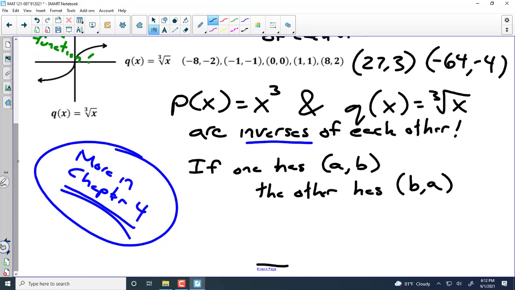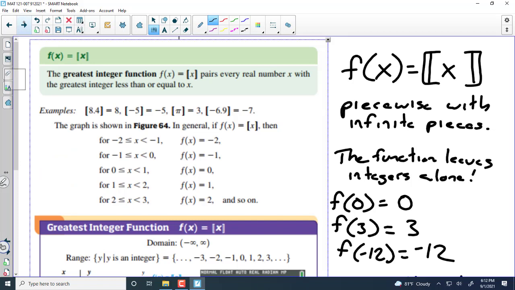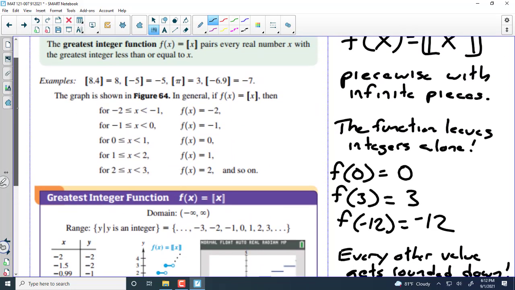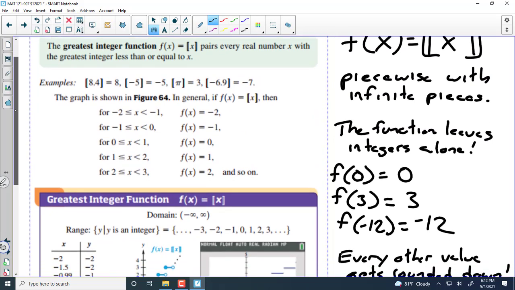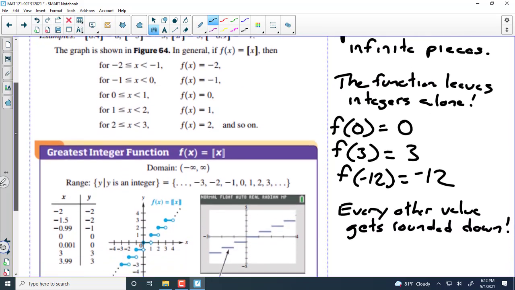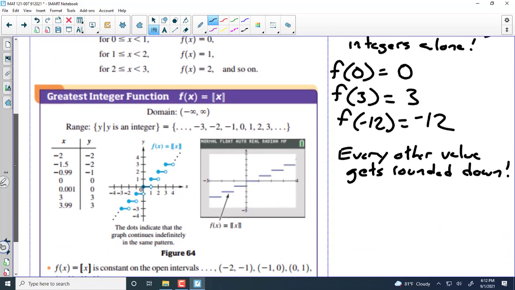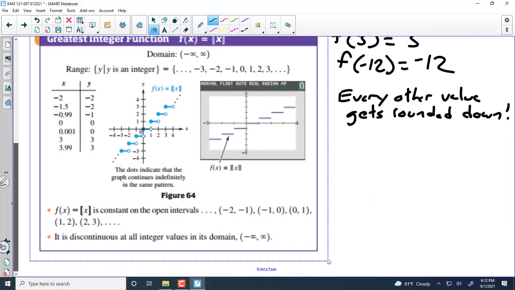Here we're talking about the greatest integer function, a piecewise function with infinite pieces. The graph looks like a staircase. It's quite interesting. What this function does is it leaves integers alone. For instance, when I plug in 0, 3, or -12, it doesn't touch them at all. Not like the absolute value function, which makes things positive. Let's see what happens when we plug in other values. These other values will get rounded down, everyone, when we plug them in.